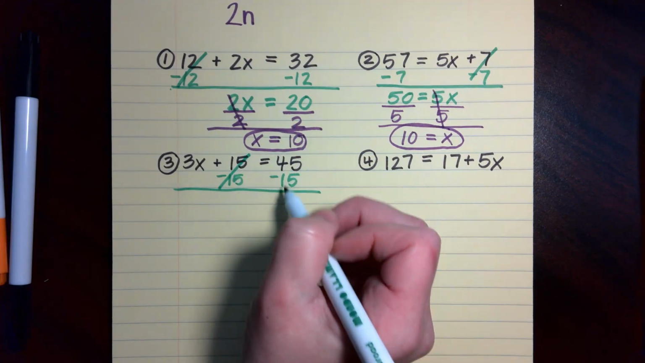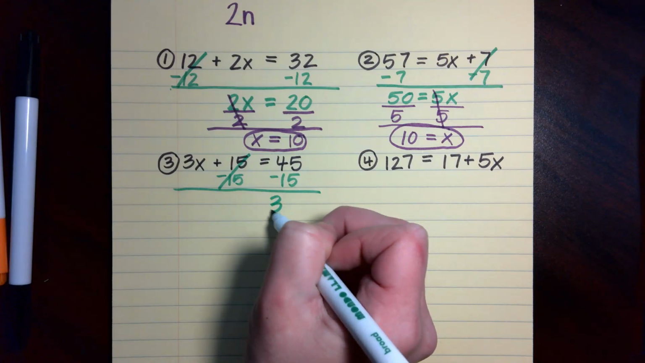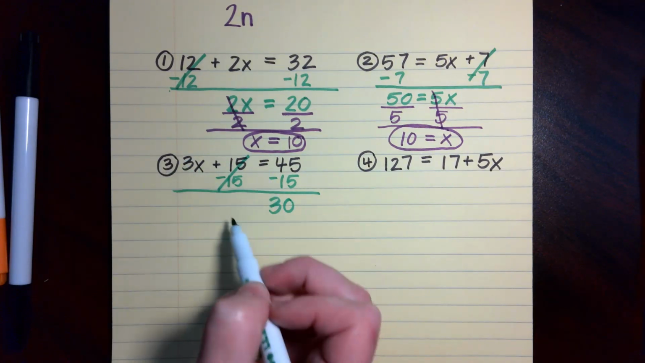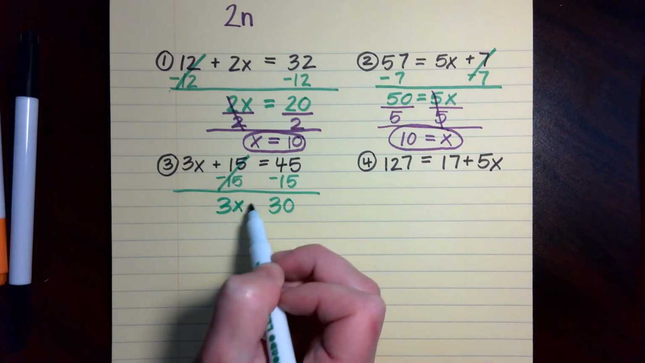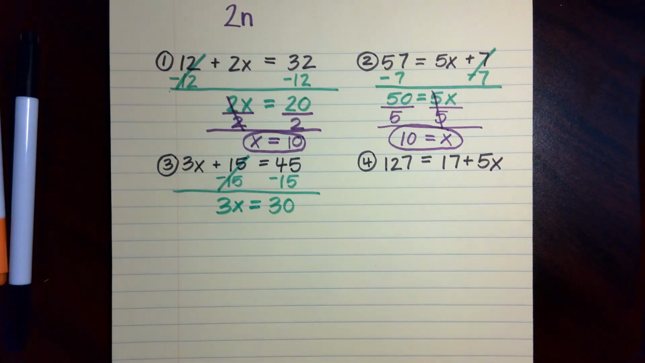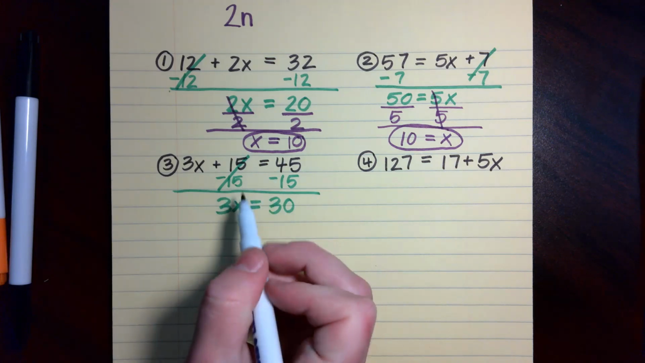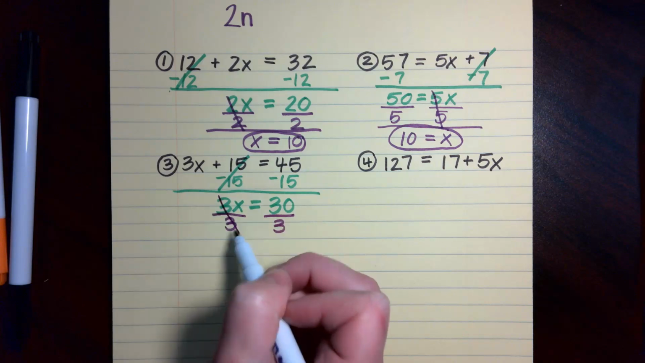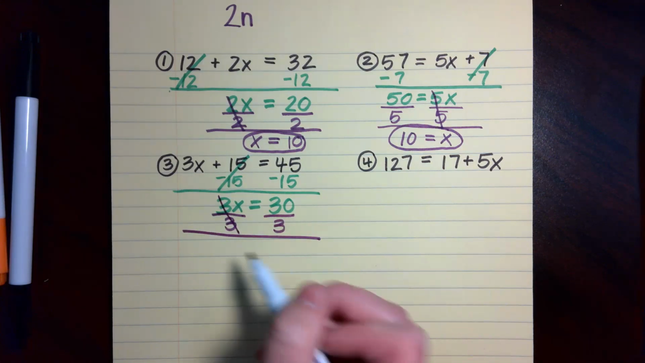45 minus 15 is 30. Good. 45 minus 15 is 30. Then I got to bring down 3x equals. Now what? Divide. Yes. We have 3 times x left, so to get rid of the 3, we divide by 3, both sides. And what's our answer? X equals 10.